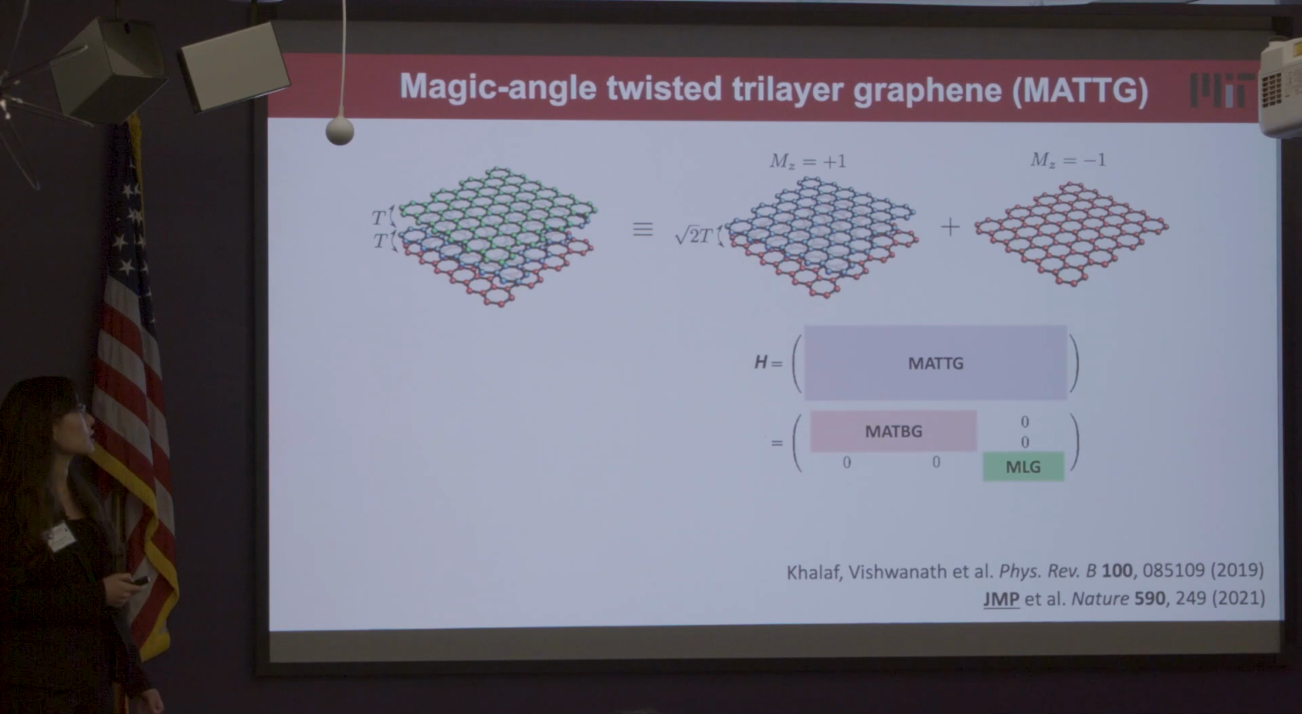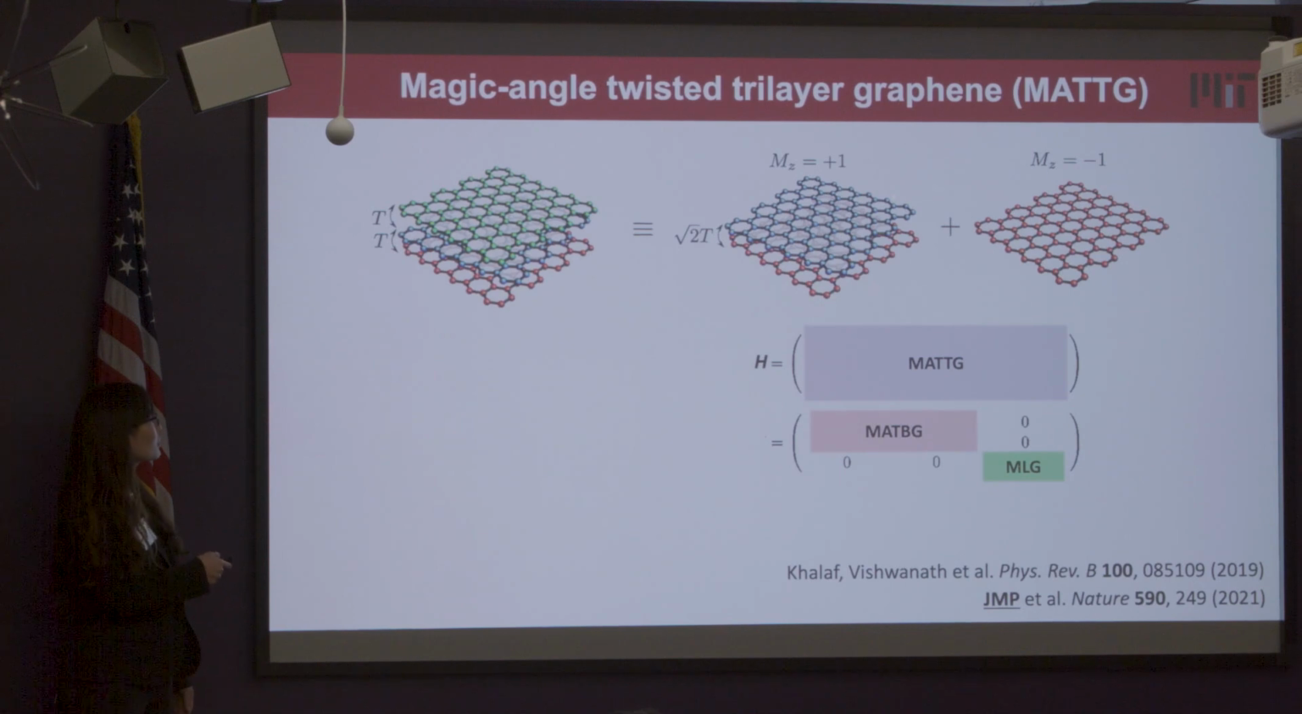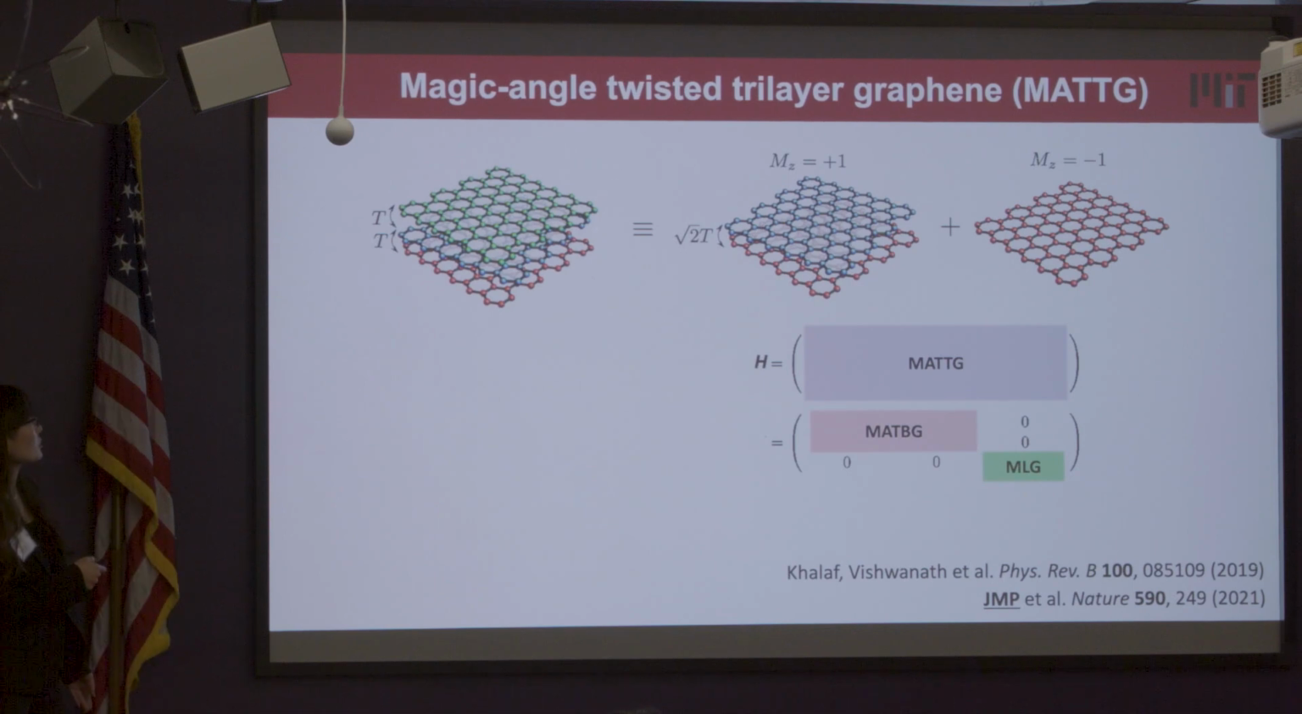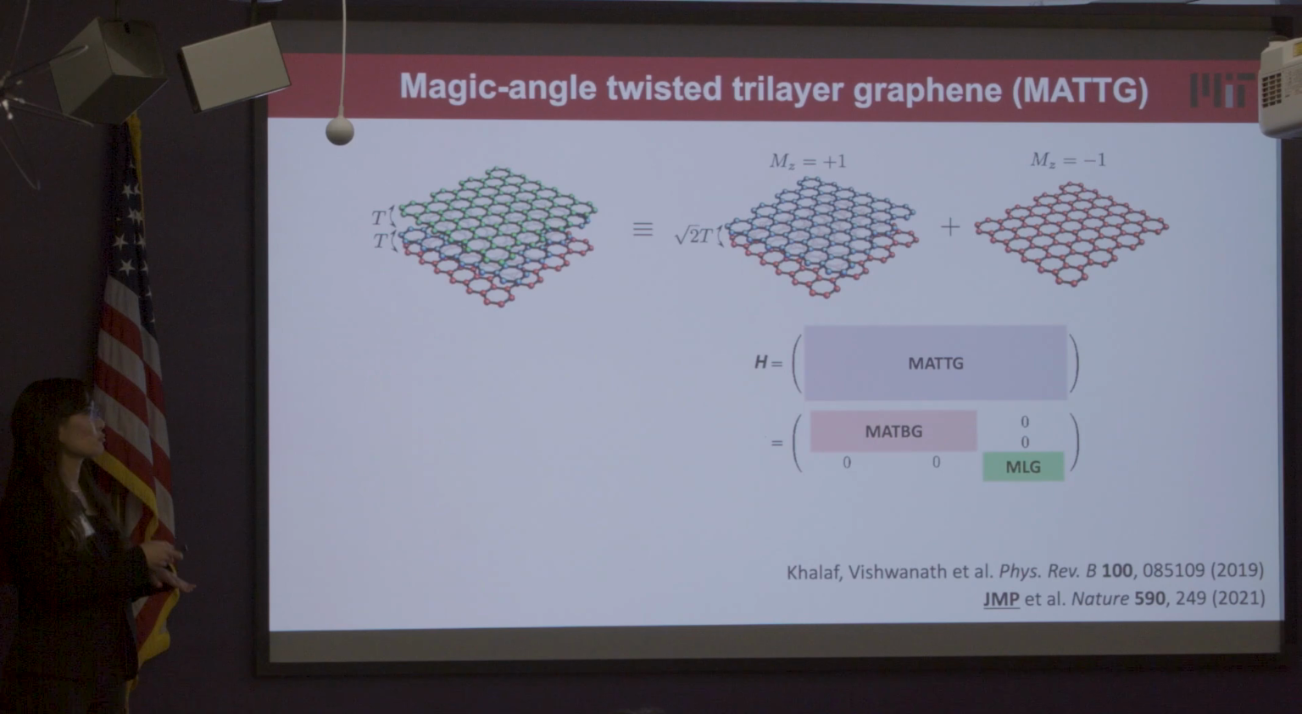And I just want to emphasize that these 2 blocks do not correspond to any of the physical layers of this twisted trilayer graphene. It's a superposition state of different layers. So if you just put a magic angle twisted bilayer graphene and on top of it some random monolayer graphene, you're not going to achieve the same band structure.